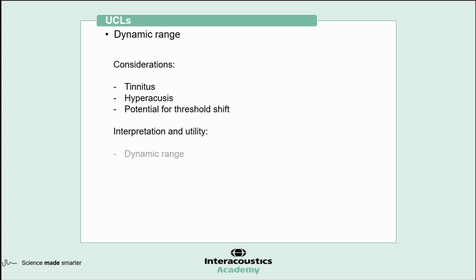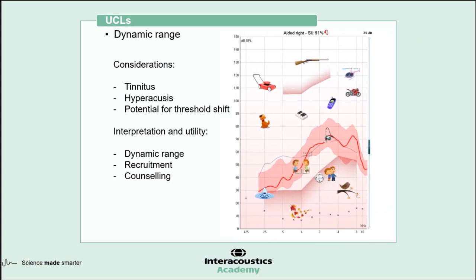In terms of the interpretation and the utility of uncomfortable loudness levels, as I said, it's useful for establishing somebody's dynamic range and can give you an indication about recruitment. And it's really useful for counseling. We'll talk a little bit more about how we can display these visually later using the visible speech mapping screen, which has just appeared on the screen in front of you. You can use this to demonstrate somebody's particular dynamic range or their usable area and demonstrate how the hearing aid is going to work within that. But as I say, we'll come on to that in a little bit more detail later in the presentation.